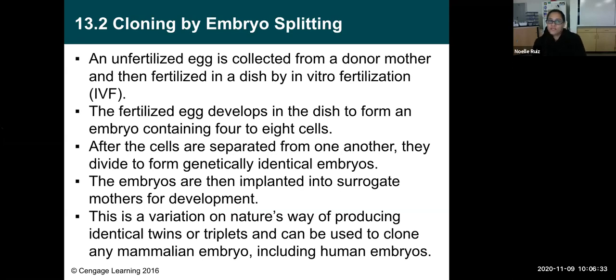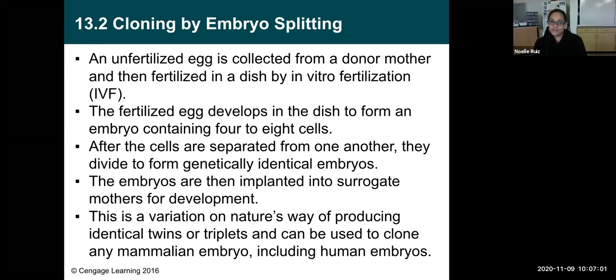So embryo splitting: an unfertilized egg is collected from a donor mother. Females, especially female mammals, have all the eggs that we will ever have as soon as we're born. And so an egg is collected from a donor mother, then fertilized in a dish by in vitro fertilization. That's the process that infertile couples can go through to have a child.